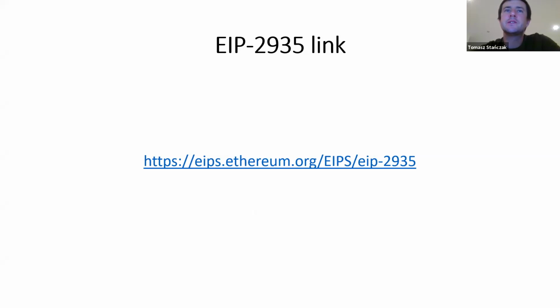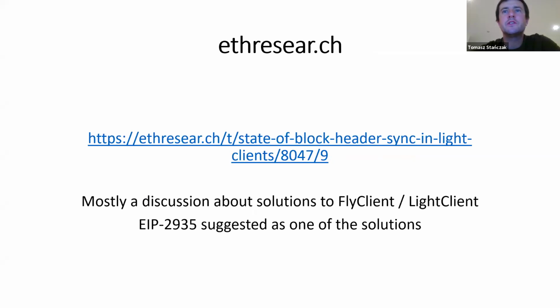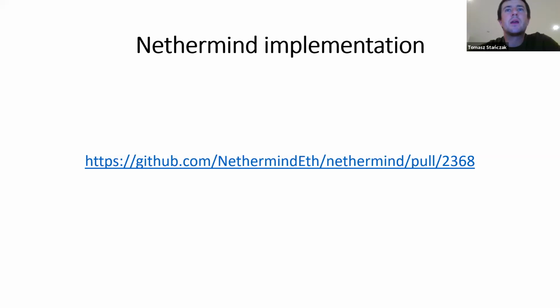Where are the links? So the 2935 link itself, if I send this presentation later, if it's shared, then you'll be able to just use those links for convenience. And there's also ETH research, which mostly discusses light client use cases. And there, EIP-2935 is suggested as one of the powerful solutions, something in between a perfect solution and a very slow solution, but much closer to the perfect solution, I think. There is an implementation done in Nethermind in one of the branches, so feel free to look at that code. I'll show it to you in a moment.